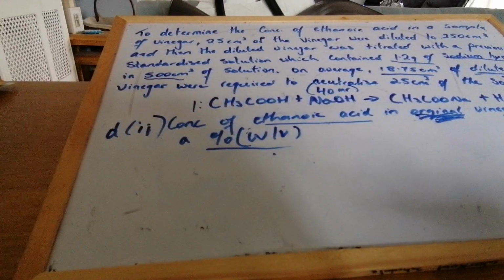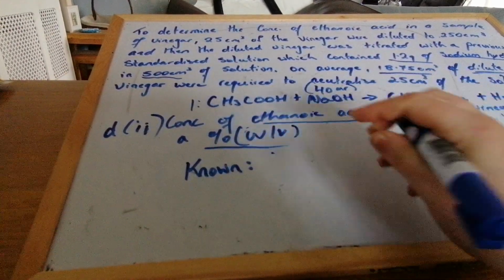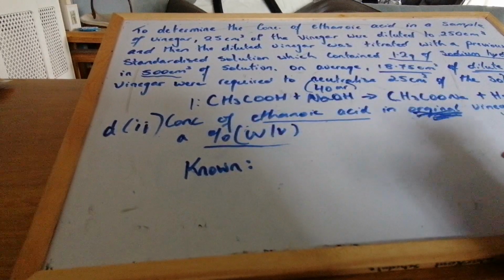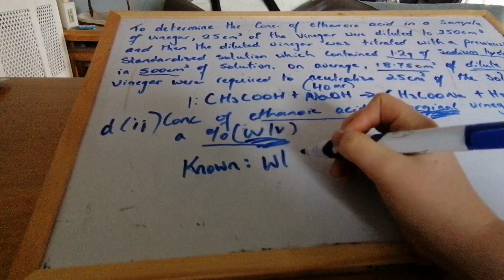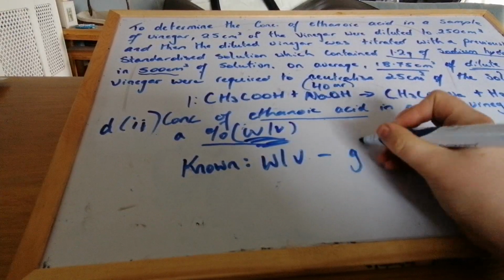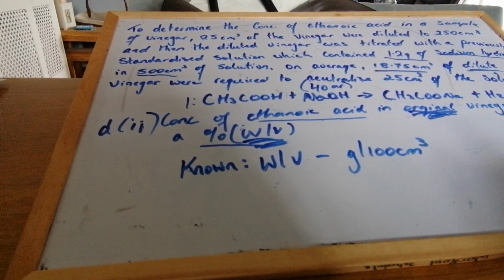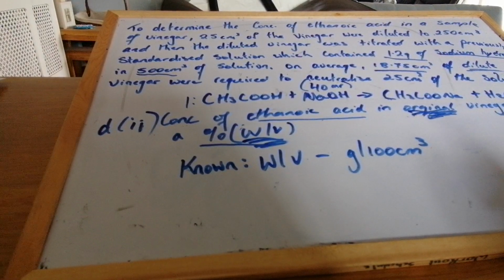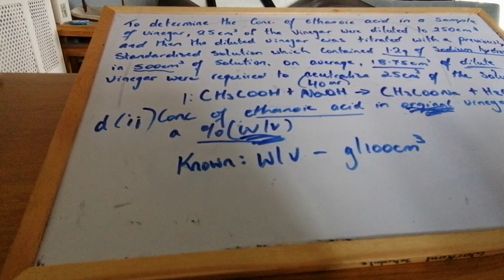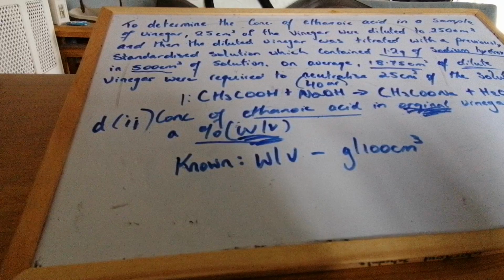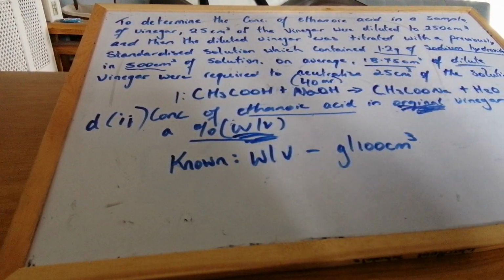Okay, so when we come to this question again, what we want to do is figure out the knowns. What do I know here? Well, the first thing I know is when I see weight per volume, I'm thinking grams per 100 centimetres cubed. That is something that we learn and we need to remember. That is the first thing we already know, because we've learned that one.